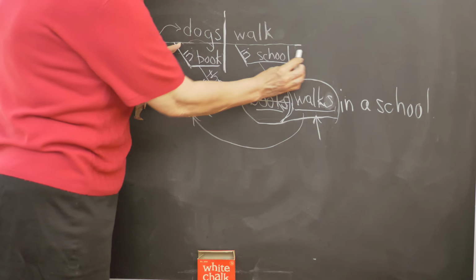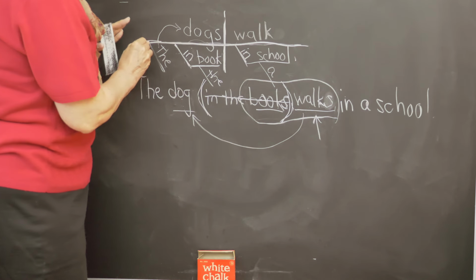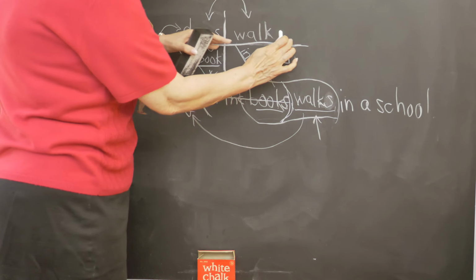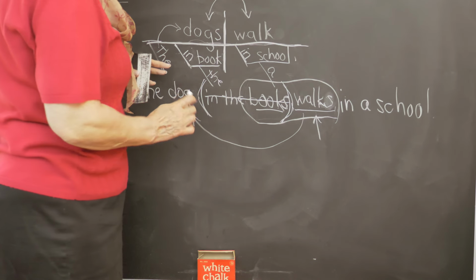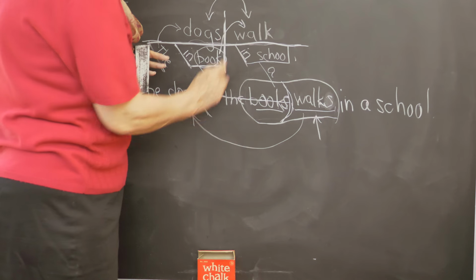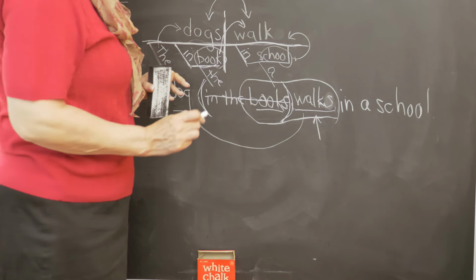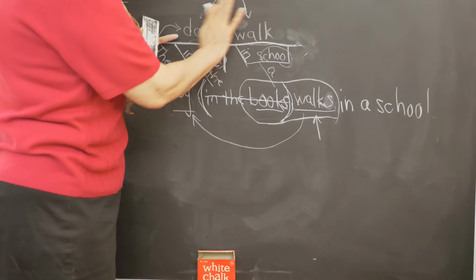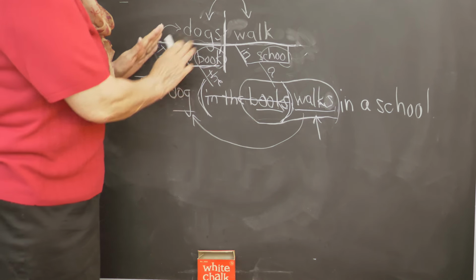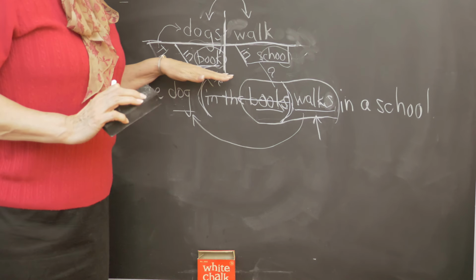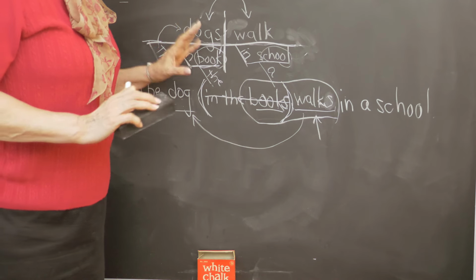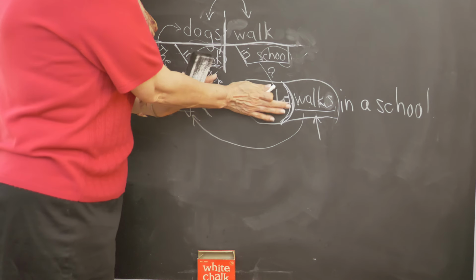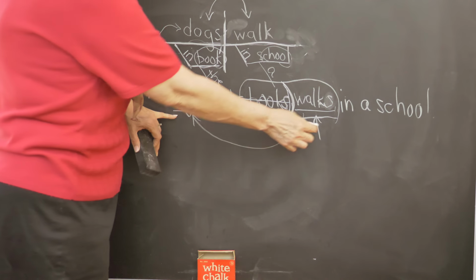It doesn't matter what's going on underneath the main line in a diagram sentence, whatever's going on down there, the subject and the verb need to agree. Book doesn't need to agree with walk. School doesn't need to agree with walk. Okay? The only thing that needs to agree with walk is the subject, dogs. And so, that's the lesson for today. Prepositional phrases go under the main line. That tells you that it's almost like it's extra information in parentheses, and we're not going to consider it when we're trying to figure out what our subject and verb agreement are.